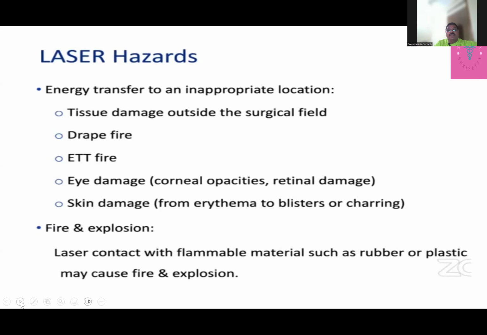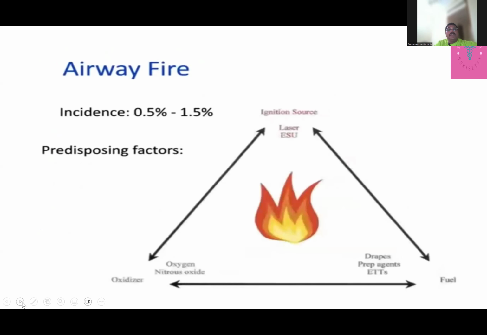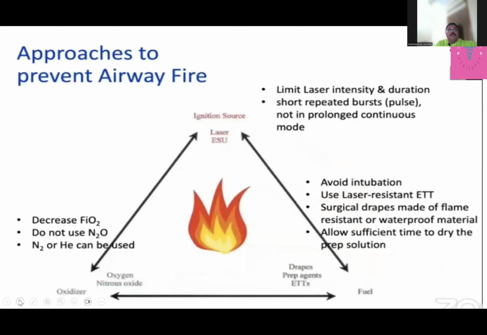Whenever the laser contacts inflammable material such as rubber or plastic, it may cause a fire and explosion. So these are all the airway fire triangle, with an incidence of 0.5 to 1.5 percent. What are the predisposing factors? Ignition source is one thing, and drapes, preparation agents, heated tubes and oxidizers. So these are how to prevent the airway fire and how to approach it.